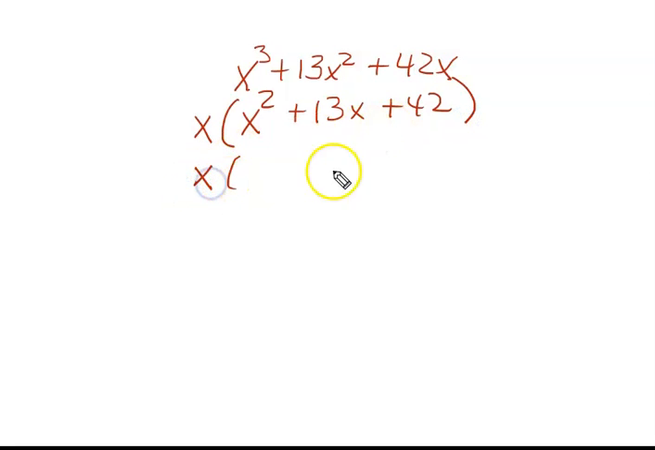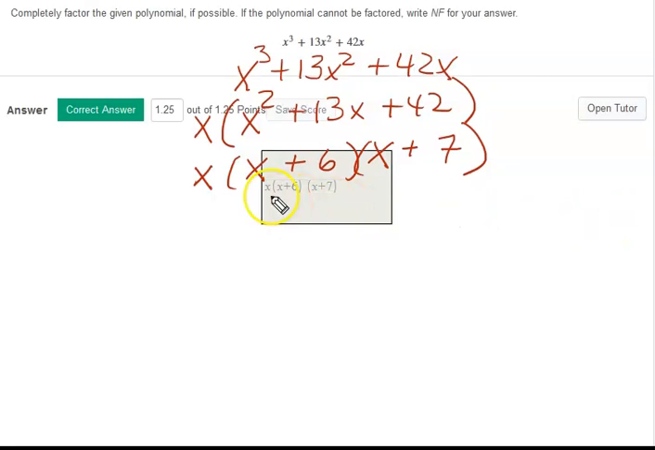And factor now our trinomial. And we're looking for factors of 42 that add up to 13. Well, a 7 and a 6. And our signs will both be plus. And if we FOIL that, we get this. And if we distribute it, we get that. And that looks good. And here we have them lined up just like they did. But again, this second factor could be switched and it would still work.